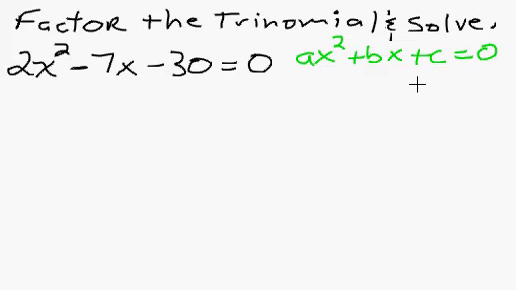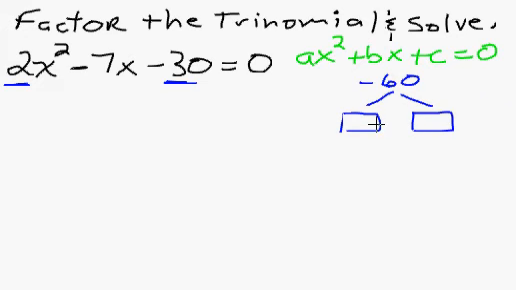And so what we're going to do is multiply a times c. I'm going to do this in a little brighter color. Let's do blue. So 2 times negative 30, and that is negative 60. And what I need to do to factor this is figure out what two numbers I've got to fill in these boxes here, two numbers that multiply to give negative 60. Well, there's a lot of different options for that.